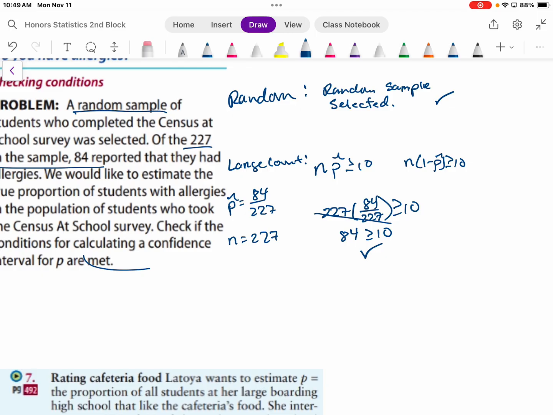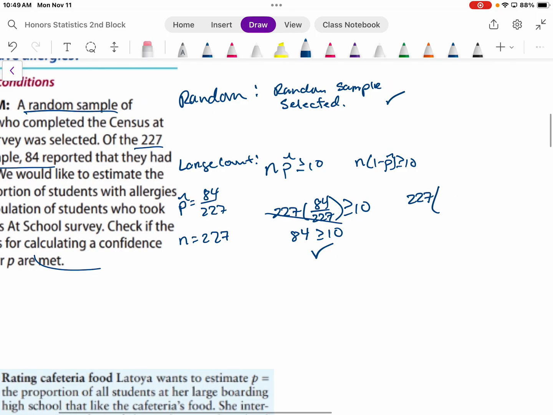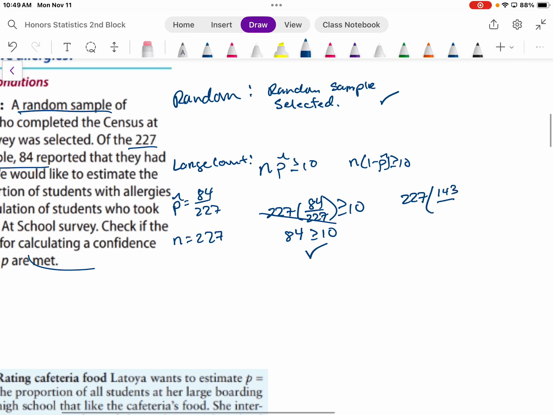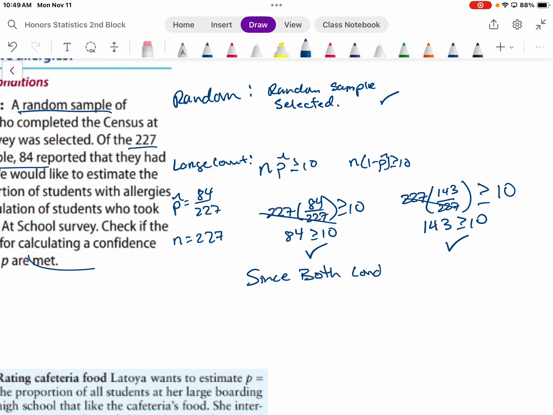And then I'm going to do the other one. Is 227 times 143 over 227 greater than or equal to 10? How did I get to 143? Yeah, I just subtracted 84 from 227. That's how I got it. And in this case, the 227s cancel, and I get 143 is greater than or equal to 10. Yep. So since both conditions pass, we can calculate a confidence interval.